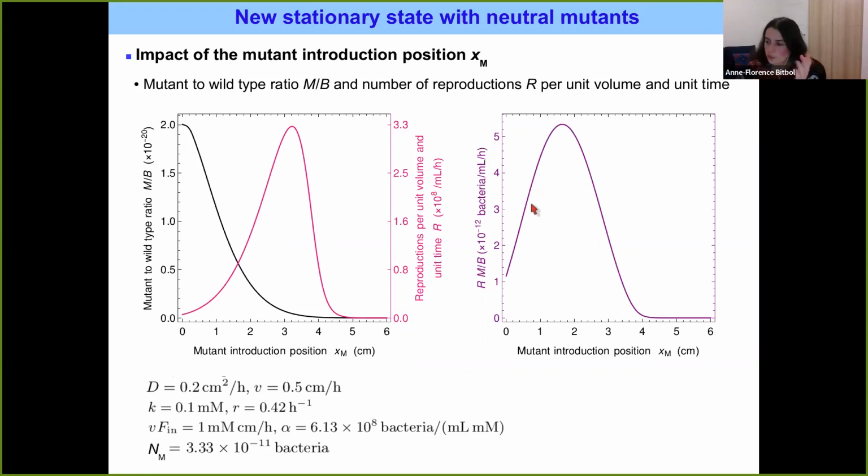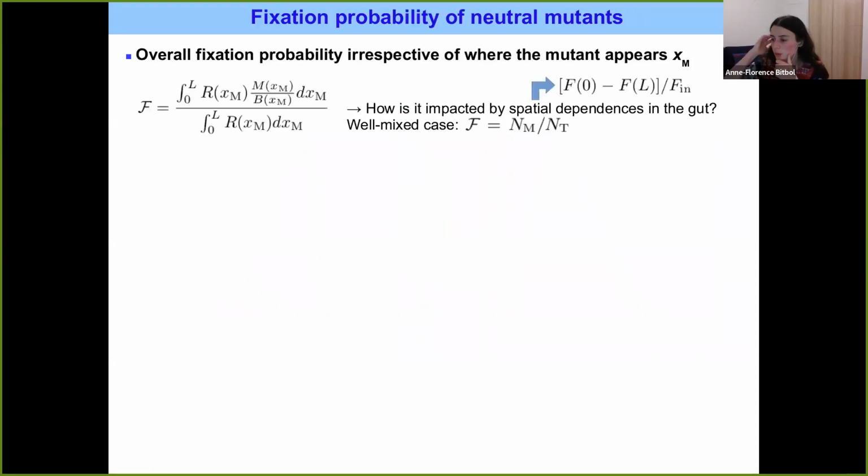Okay, so far this was all describing what happens to mutants that appear at certain places. But now we also want to understand what happens overall if mutants can appear anywhere in the gut. What is their overall fixation probability? So we average over the place where they appear by taking the fact that they appear proportionally to this reproduction number, R, and then fixation probability is M/B. So this is our overall fixation probability.